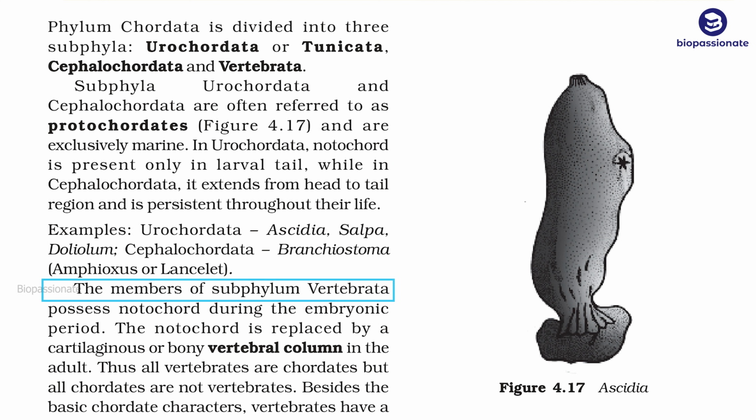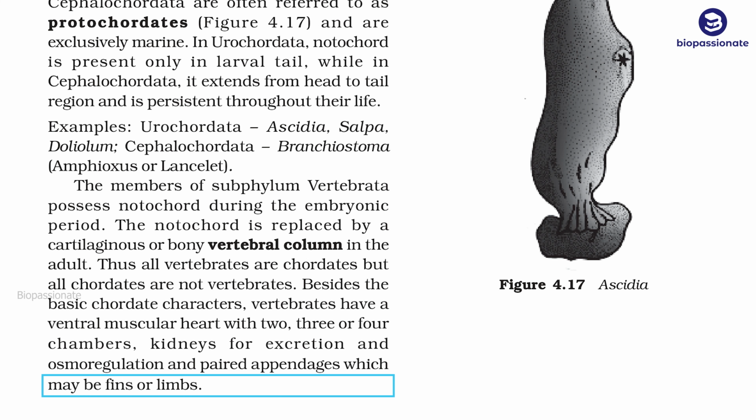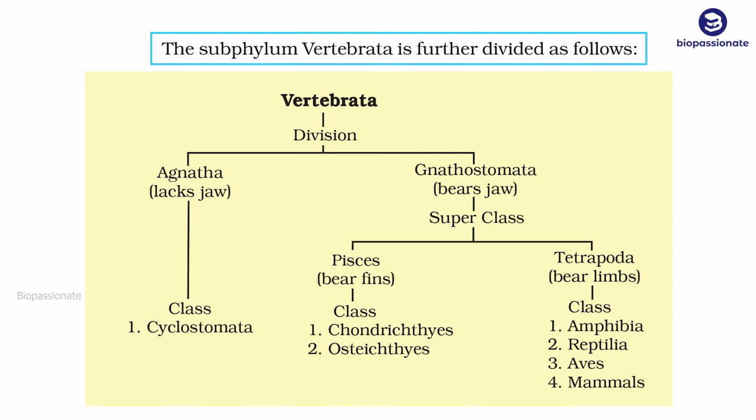The members of subphylum Vertebrata possess notochord during the embryonic period. The notochord is replaced by a cartilaginous or bony vertebral column in the adult. Thus, all vertebrates are chordates, but all chordates are not vertebrates. Besides the basic chordate characters, vertebrates have a ventral muscular heart with 2, 3, or 4 chambers, kidneys for excretion and osmoregulation, and paired appendages, which may be fins or limbs. The subphylum Vertebrata is further divided as follows.